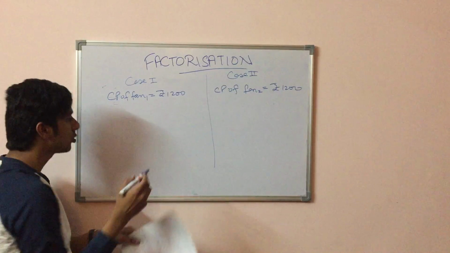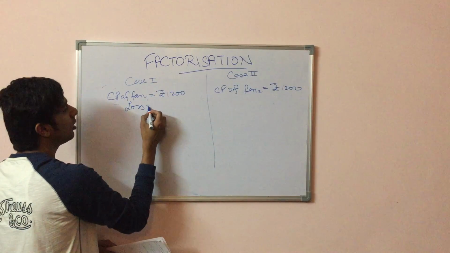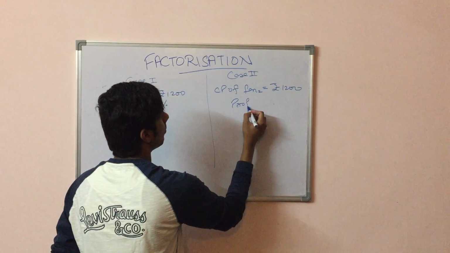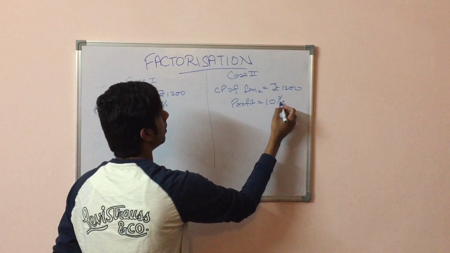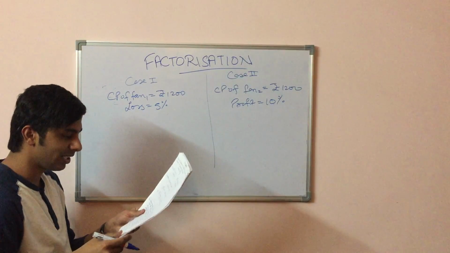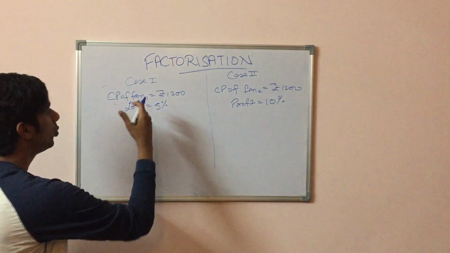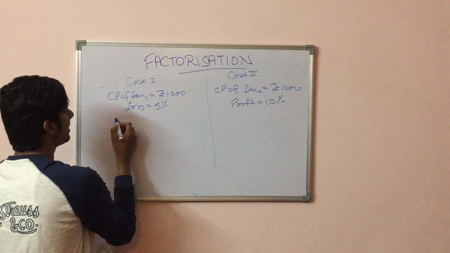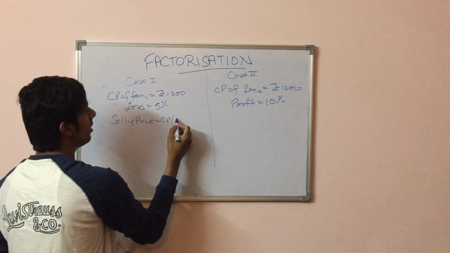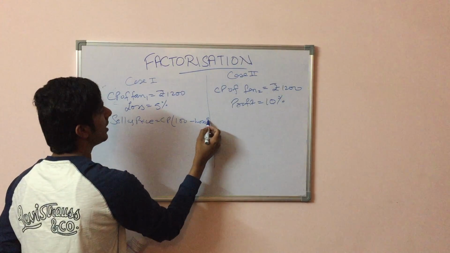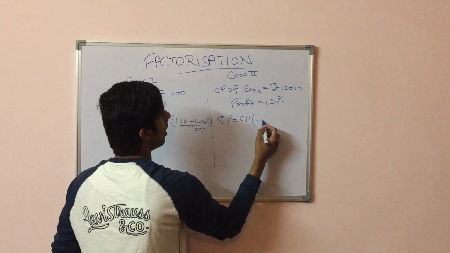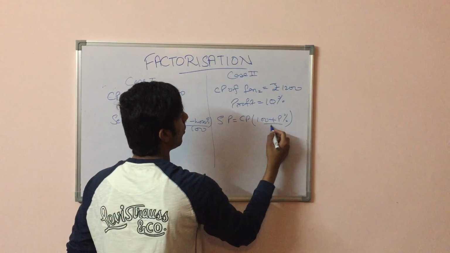He sold one at a loss of 5%, and the other at a profit of 10%. Loss of 5% and profit of 10%. Find the total profit or loss. Now you have to take out the total profit. Just take out the selling price in both the cases. What is our formula? Selling price is equal to CP into (100 minus loss percent) upon 100. Here we will be putting the formula SP is equal to CP into (100 plus profit percent) upon 100.